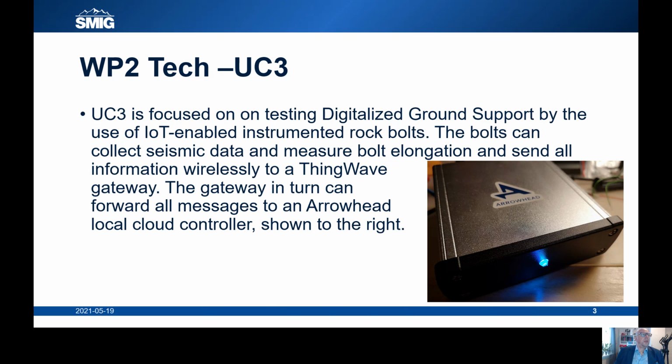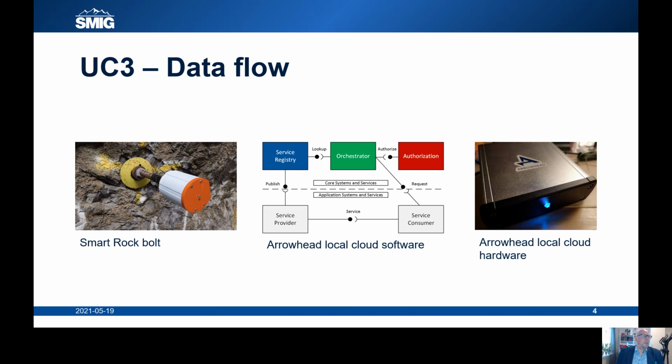Use case 3 has focused on testing digitalized ground support by the use of IoT-enabled instrumented rock bolts. The bolts can collect seismic data and measure bolt elongation and send all information wirelessly to a gateway. The gateway, in turn, can forward all messages to the Arrowhead local cloud controller shown to the right. The picture to the left is actually the rock bolt.